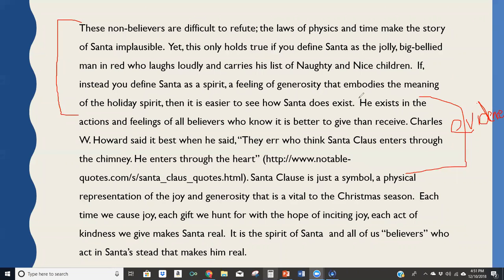So that is how I organized my argument. Again, I have these non-believers are difficult to refute. It means to go against. That's my transition, and I move into it, yet it's only true if you define Santa this way, where I just underlined right here. I'm going to star it as well for you. That moves into more what I'm thinking, and so the reader knows that I'm talking about how I'm rebutting or refuting their counterclaim. And then I go into explaining it and finding my evidence down in these 2 parts at the very bottom.